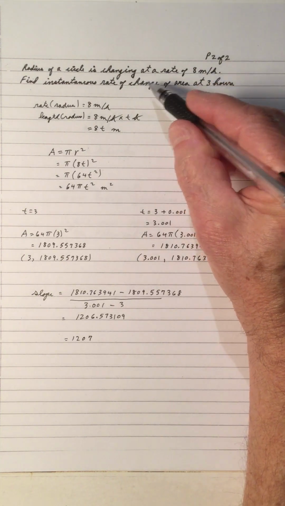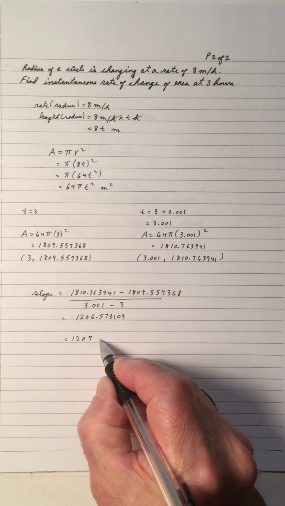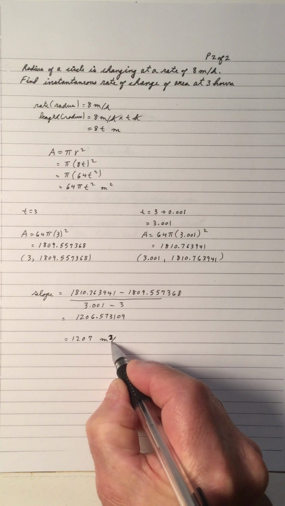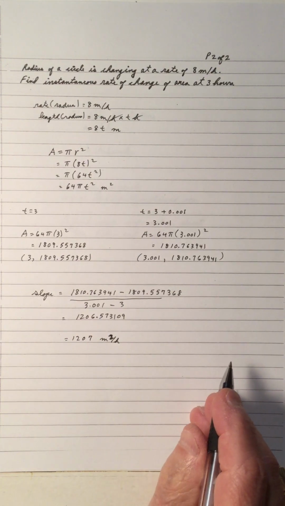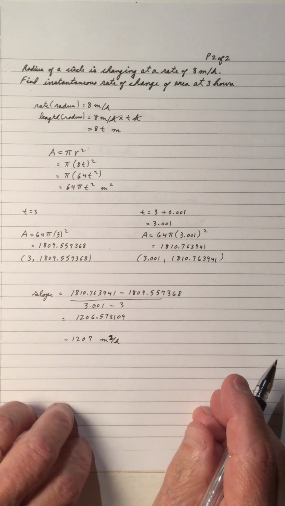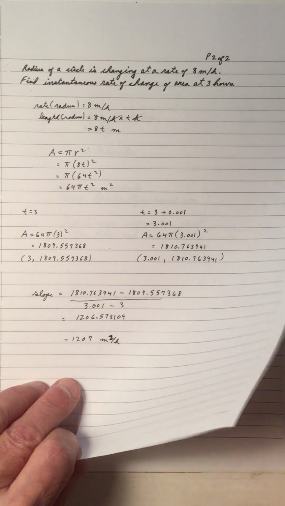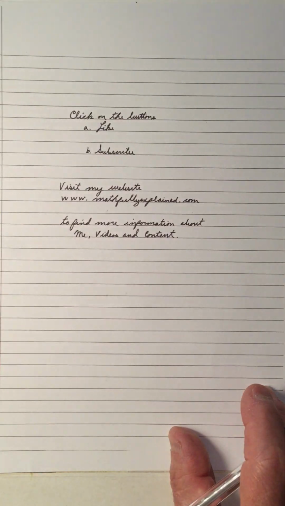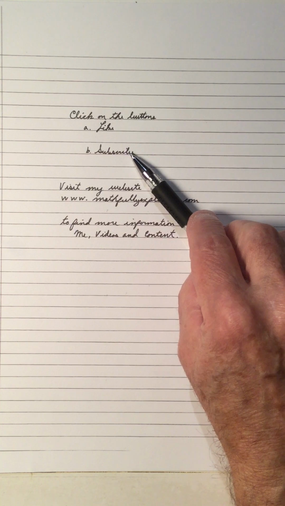And what is it? It's the slope. It's the instantaneous rate of change of the area. So that's the area, which is in meters squared. Whoops, like I said, cube. Meters squared per hour. So that's the instantaneous rate of change of this circle, whose radius is changing at 8 meters per hour, at the third hour.